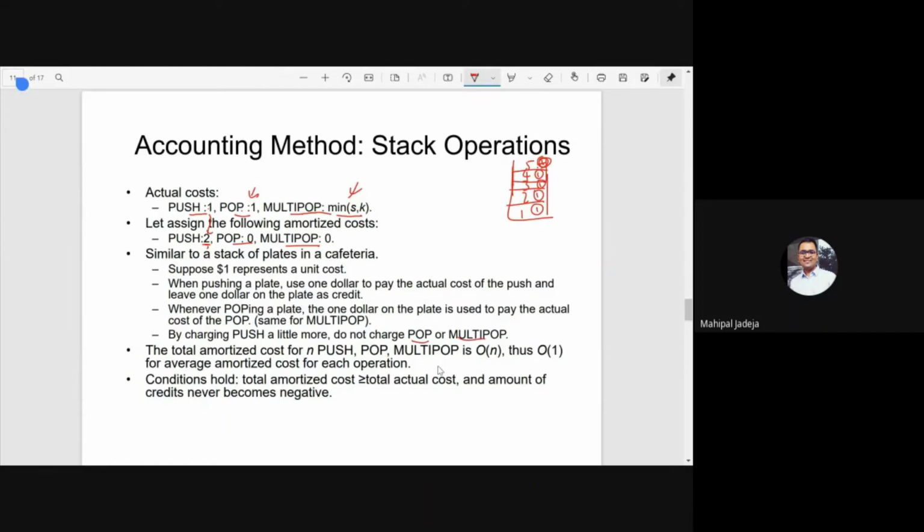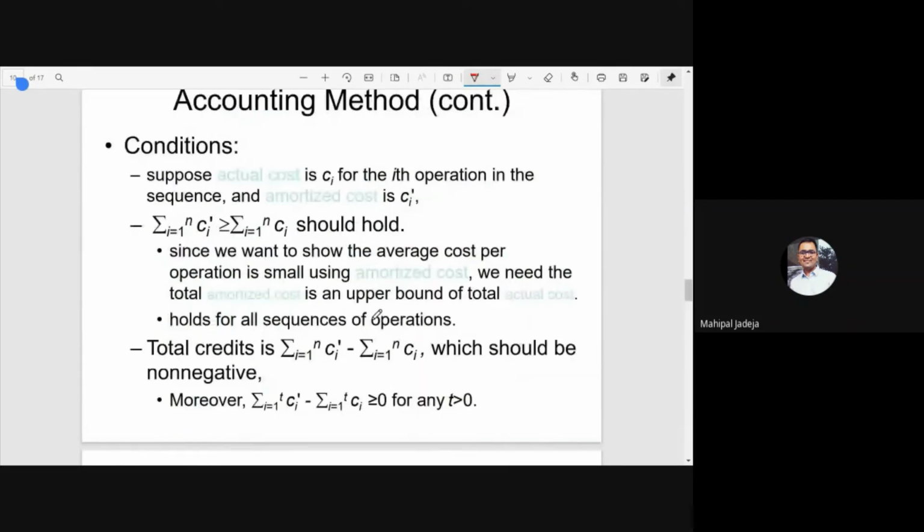And if we talk about amortized cost for n push, pop, and multi-pop operations, then it will be order of n, because total cost is 2n, which is nothing but order of n. And if we talk about average cost per operation, it will be order of n divided by n, which is nothing but order of 1. Now we can talk about some important conditions, which are listed here. Suppose actual cost is Ci for the ith operation in the sequence, and amortized cost is Ci dash. Then the summation of all the amortized costs from 1 to n must be greater than or equal to the summation of all the actual costs.